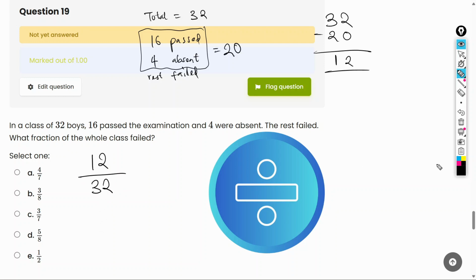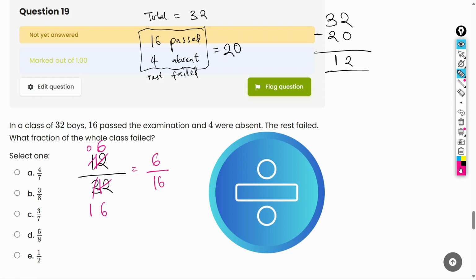So let's reduce this to the lowest form. So we can divide by 2. 2 into 1 is 0, carry 1. 2 into 12 is 6. 2 into 3 is 1, carry 1. 2 into 12 is 6. That's 6 out of 16.